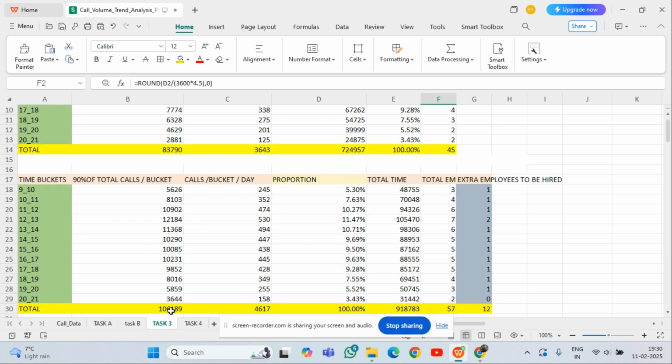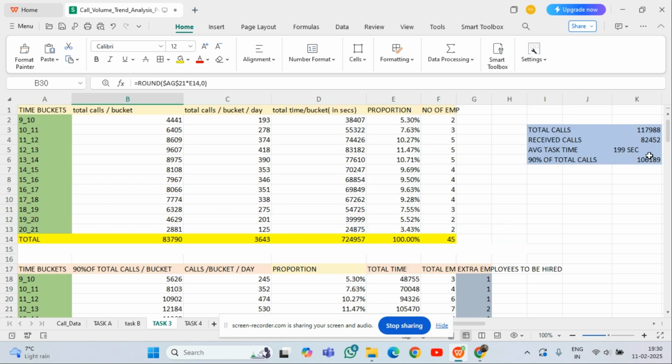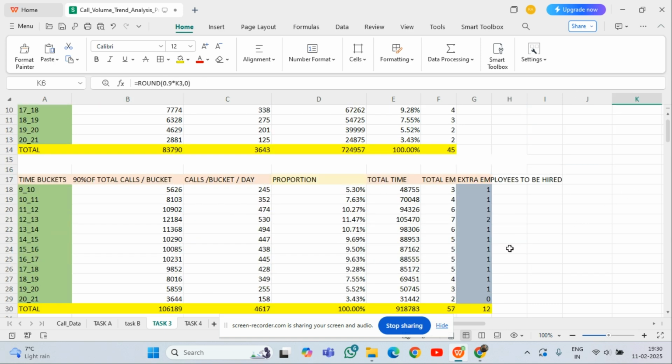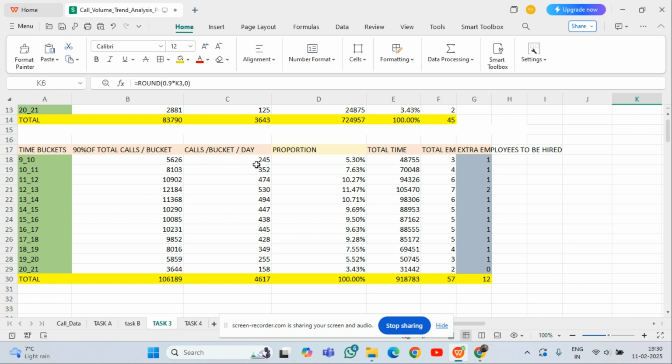Here the total will come out to be the same, 106189. So this is the number of calls per bucket per day. This is for the 23 days, and we'll have to calculate for each and every day, which comes out to be 245 for the 9 to 10 time bucket, and 352 for the 10 to 11 time bucket. Similarly we can calculate for each time bucket, which comes out to be 4617 for a single day. And this is the proportion which we have already talked about.